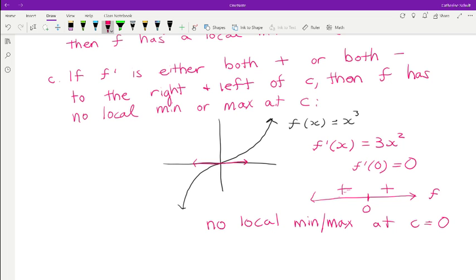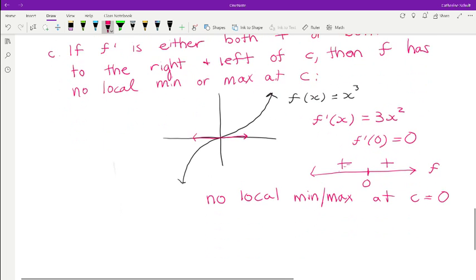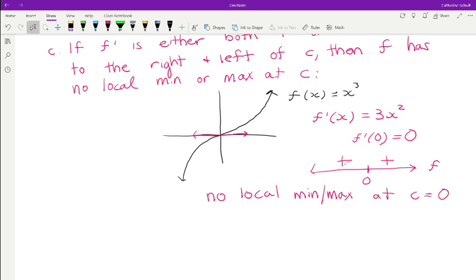All right, so let's practice finding the local min and maximum in our next video, part 2 of this section.